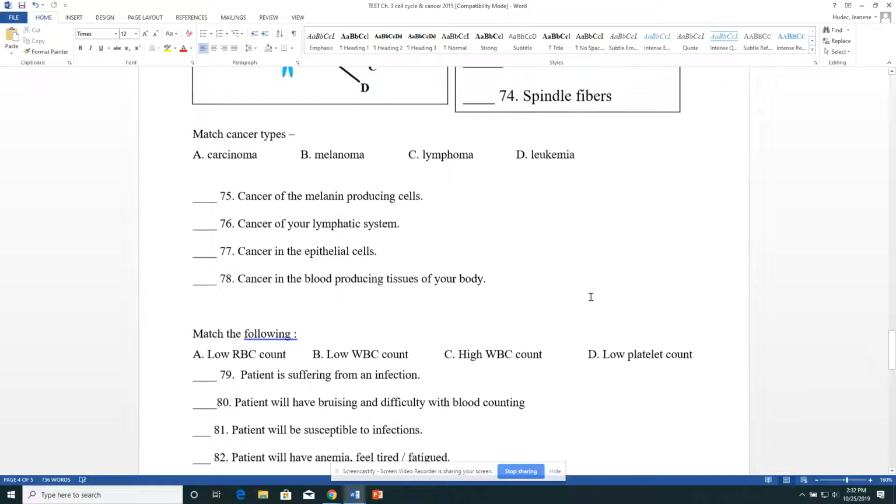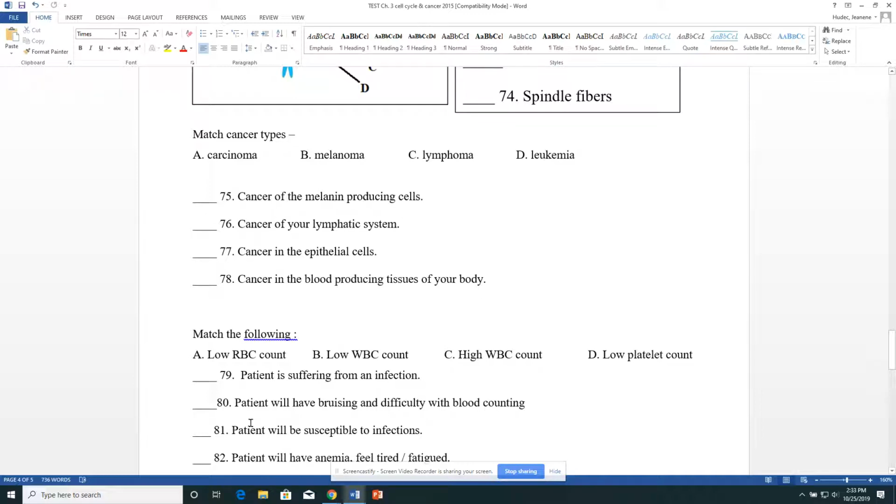All right, here we have 4 different conditions of a blood count. We have A, a low red blood cell count, B, a low white blood cell count, C, a high white blood cell count, and D, a low platelet count. So, question 79. This patient is suffering from an infection. Would they have a low red blood cell count? Would they have a low white blood cell count? Would they have a high white blood cell count? Would they have a low platelet count?